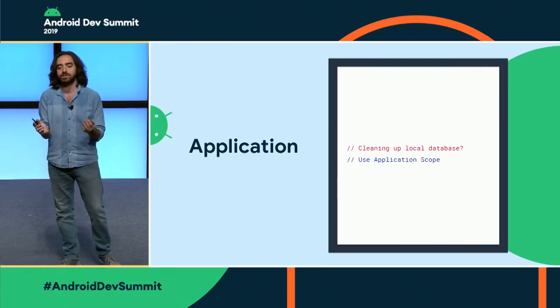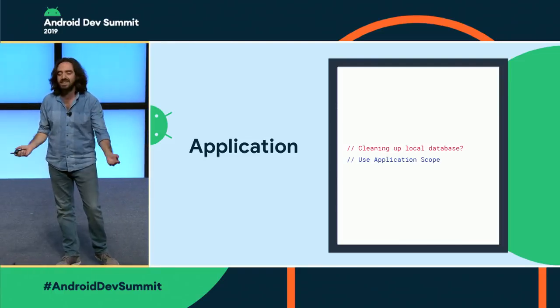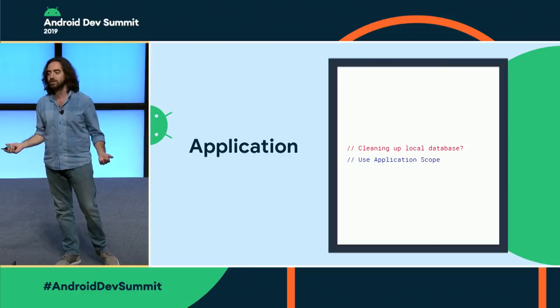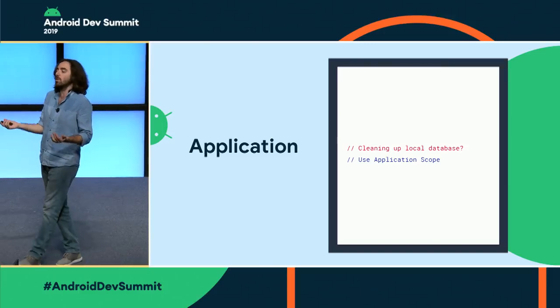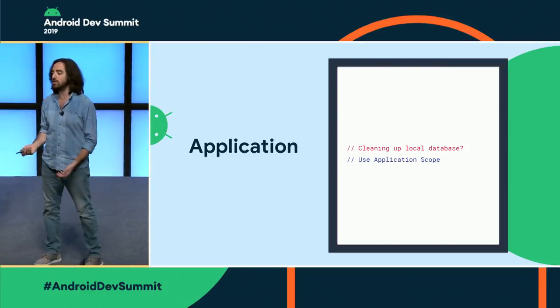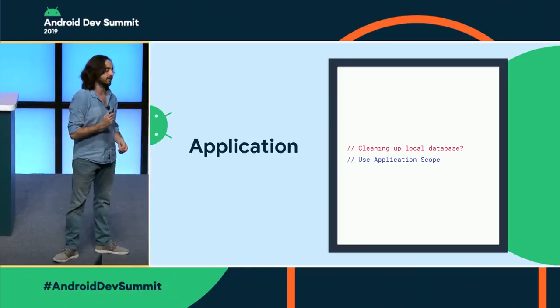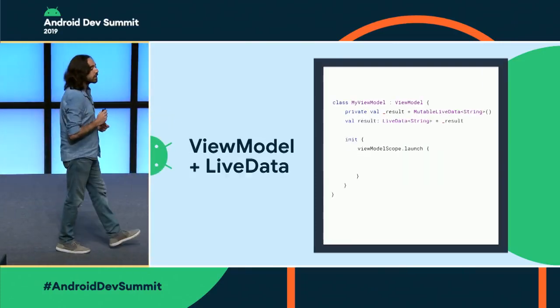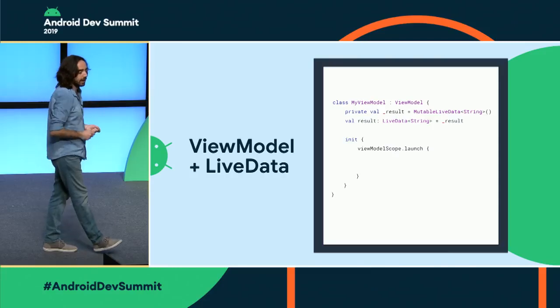But if you're trying to do something where you're going to clean the local database, it's fine. You can use the application scope. If that doesn't complete, it's not the end of the world. You can do it next time the application starts. Now let's look at how we can use that viewModelScope with LiveData.